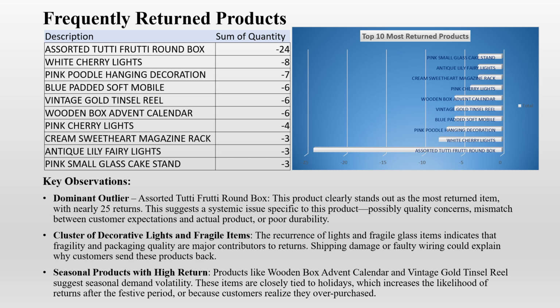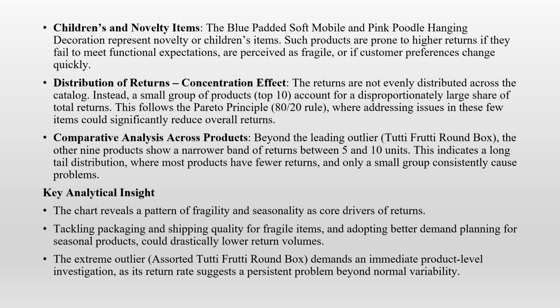Our third observation is seasonal products with high returns. That is products like wooden box, advent calendar, and vintage gold tinsel wheel, which suggests seasonal demand volatility. These items are closely tied to holidays, which increases the likelihood of returns after the festive period or because customers realize they over purchased. Even children and novelty items were also returned. These products are prone to higher returns if they fail to meet functional expectations and are perceived as fragile, or if customers' preferences change quickly.